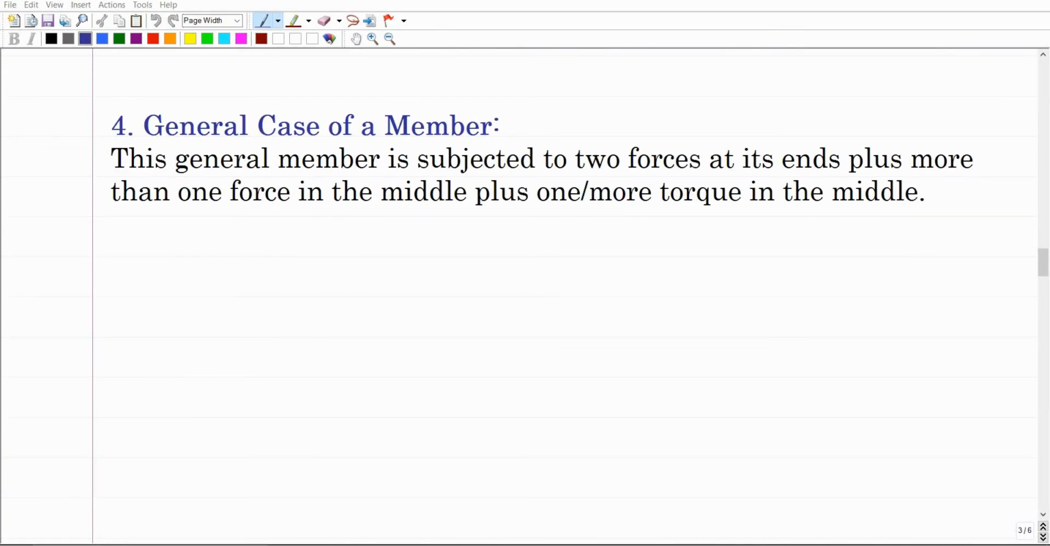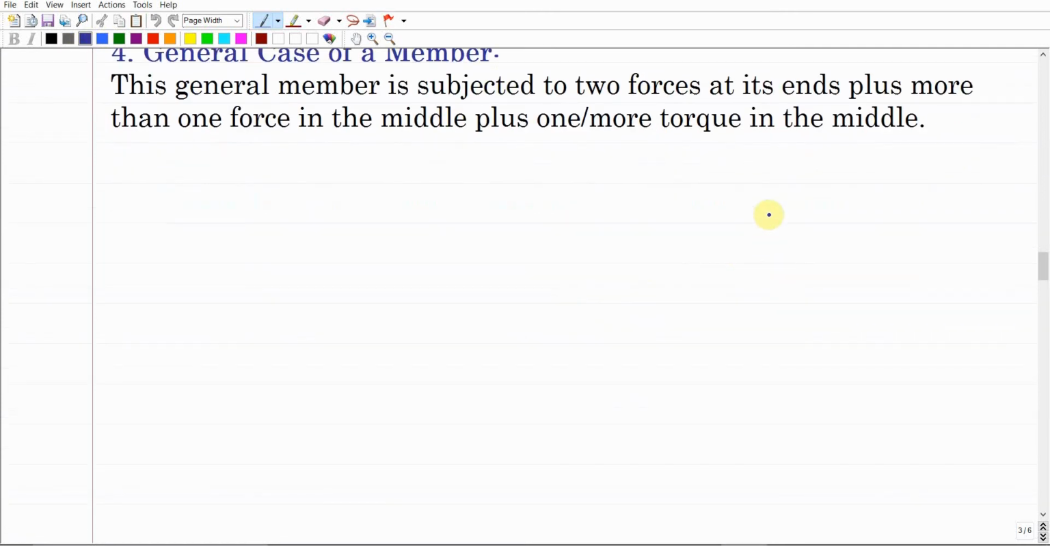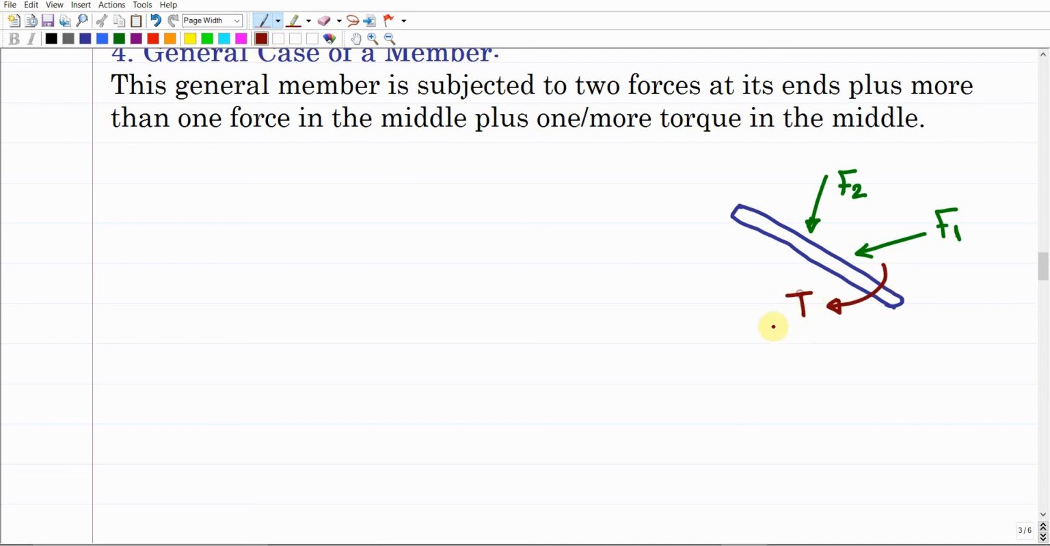For the general case, as I mentioned, in addition to two forces at the ends, we're going to have multiple forces in the middle. In addition, we may have a torque, or even more than one torque, in the middle. So let us consider this case of the member. This is the member as already given to us, and it is subjected to some forces, like two forces. One of the forces, F1, is already given in this direction, so it is fully defined in terms of magnitude and direction, and F2 is also already given in terms of magnitude and direction. In addition to these two forces, there is another torque already acting in this direction, and the magnitude and direction of this torque are already given.